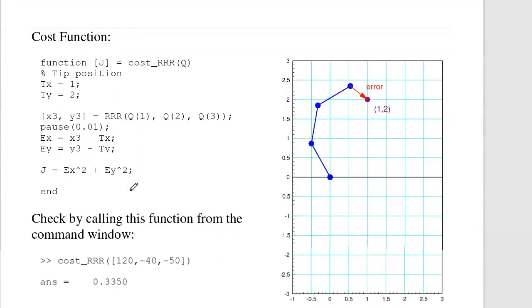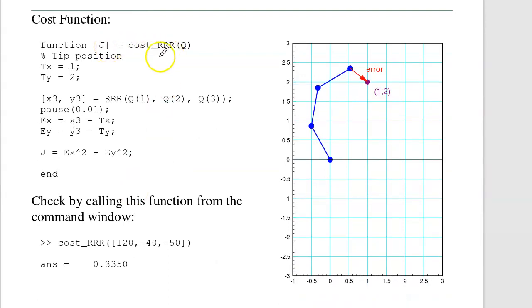My cost function is going to look like this. I'm going to call it cost, RRR. Here's my tip position, 1, 2. I'll call that previous program RRR of the 3 angles. There's your tip position. The error is the difference in the x's and y's. Return the sum squared error.